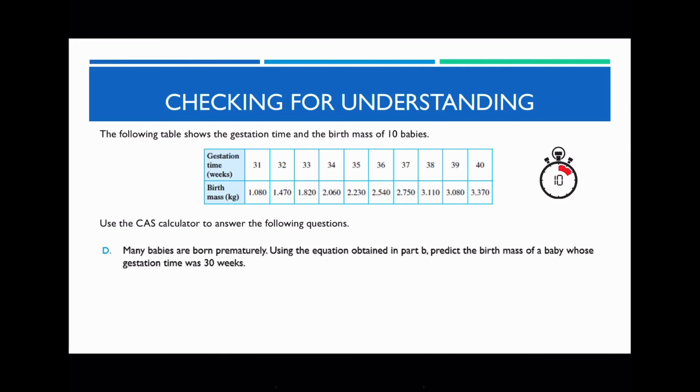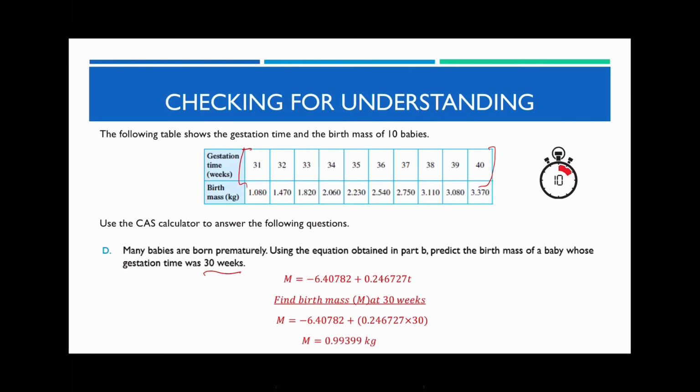For part D, many babies are born prematurely. Using the equation obtained in part B, predict the birth mass. So this is an example of extrapolation again, because 30 weeks lies outside of the data set. So again, all we're doing is substituting 30 wherever I see T. And if you do this, you should get an answer of 0.99399 kilograms.